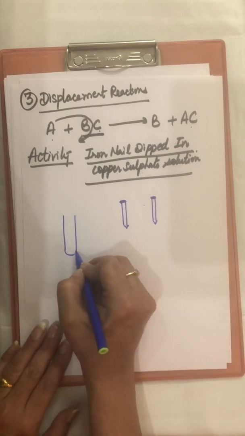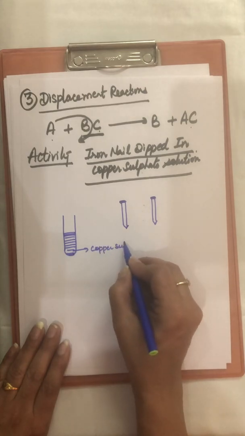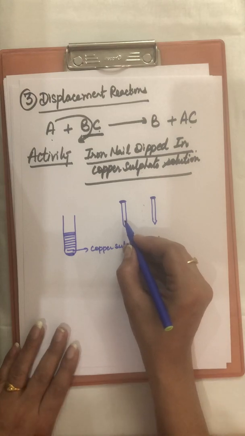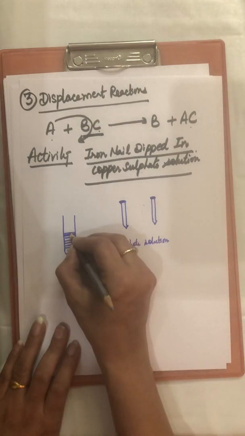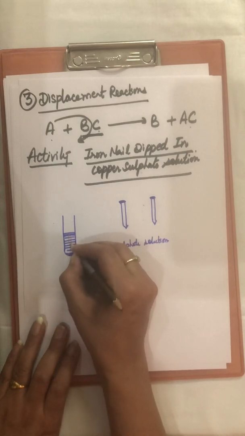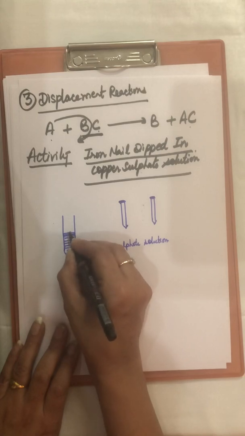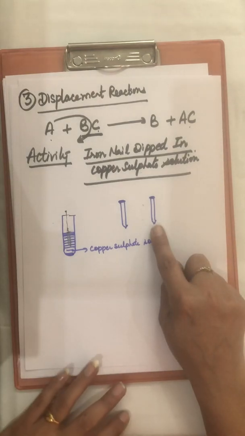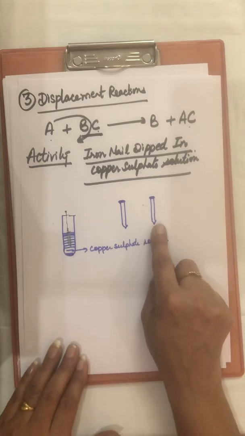Approximately in a boiling tube, we take 10 ml of copper sulphate solution, which is blue in color. And 1 iron nail, we have to tie with a thread and immerse it in the copper sulphate solution. With a thread we hang it in this one and wait for approximately 20 minutes, and keep 1 iron nail outside only for comparison. After 20 minutes, take out this iron nail and compare it with the iron nail that was left outside.